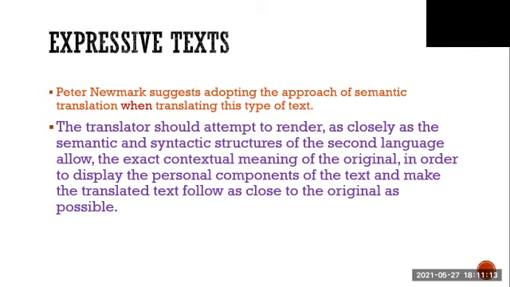Why? In order to display the personal components of the text, the identity of the source text, the characters of the source text, and make the translated text follow as close to the original as possible. This is semantic translation, that we make the translated text follow as close as possible the original, because it aims at rendering the exact contextual meaning of the original. However, we use this semantic approach when it comes to expressive texts.